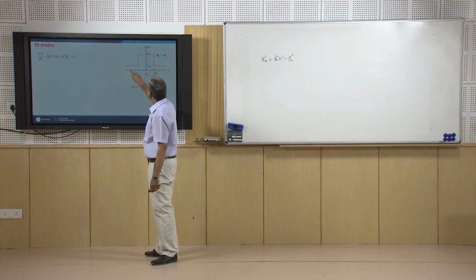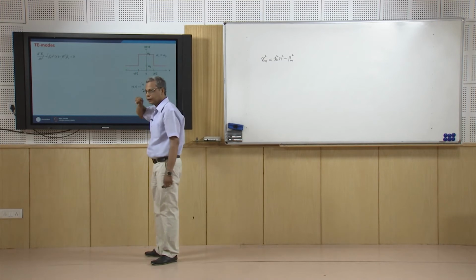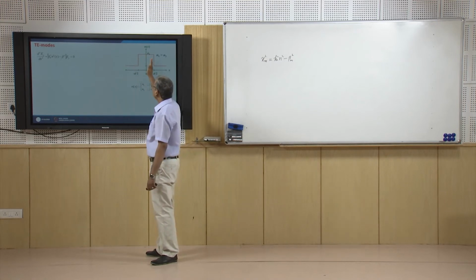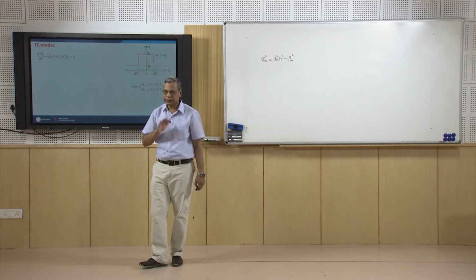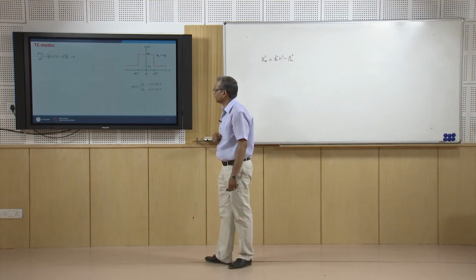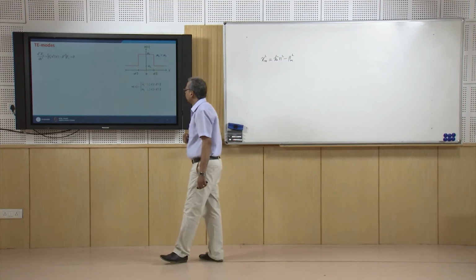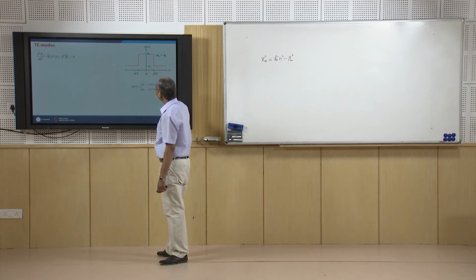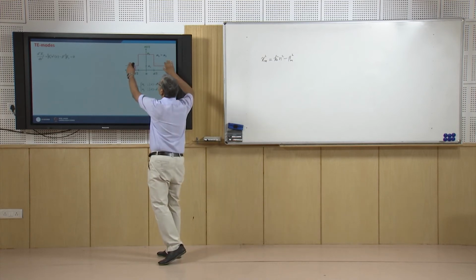Although when I go from here to here and here to here, I encounter index discontinuity, but on this side and on that side the refractive index remains constant. So, I make use of this and write down the wave equation in this region and in this region, that is in this region and in these two regions.